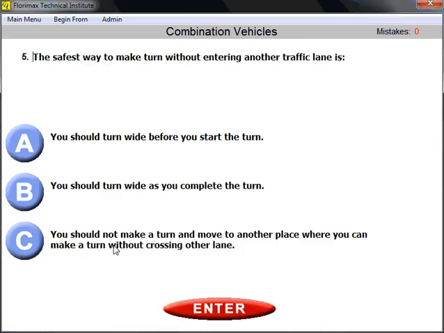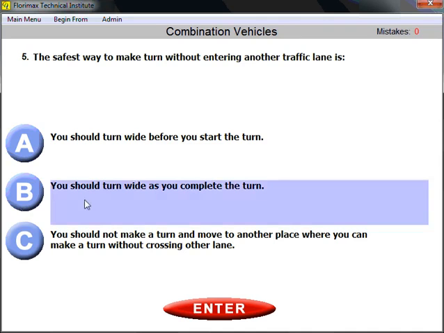Question number 5. The safest way to make a turn without entering another traffic lane is... So what is the safest way for you to make a turn without entering another traffic lane? And this is option B, choice B. You should turn wide as you complete the turn.